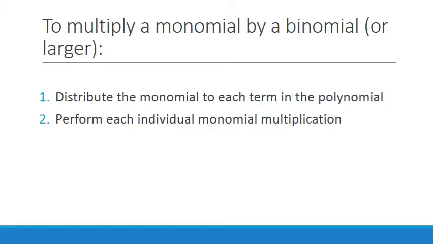Once again, I'll post some steps here. To multiply a monomial by a binomial or larger, distribute the monomial to each term in the polynomial. Perform each individual monomial multiplication.